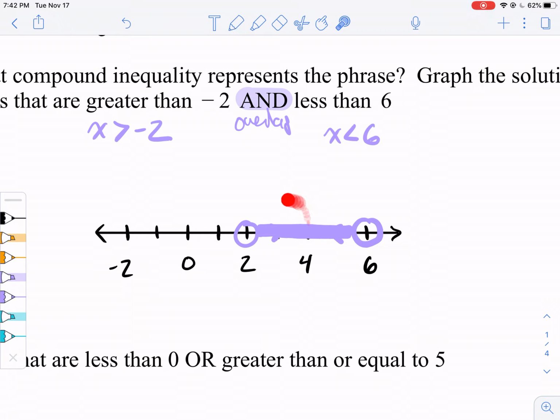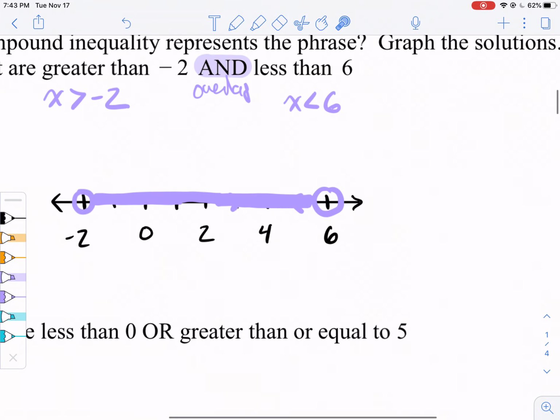So you're only going to cover what makes both of these guys true. So here, all these numbers, they are greater than, oh, it's -2, just kidding. No, we can scoot this down just a little bit. Greater than -2. There we go. And they are less than 6. So they're in this in-betweeny area. So graph both and then shade what they both cover.